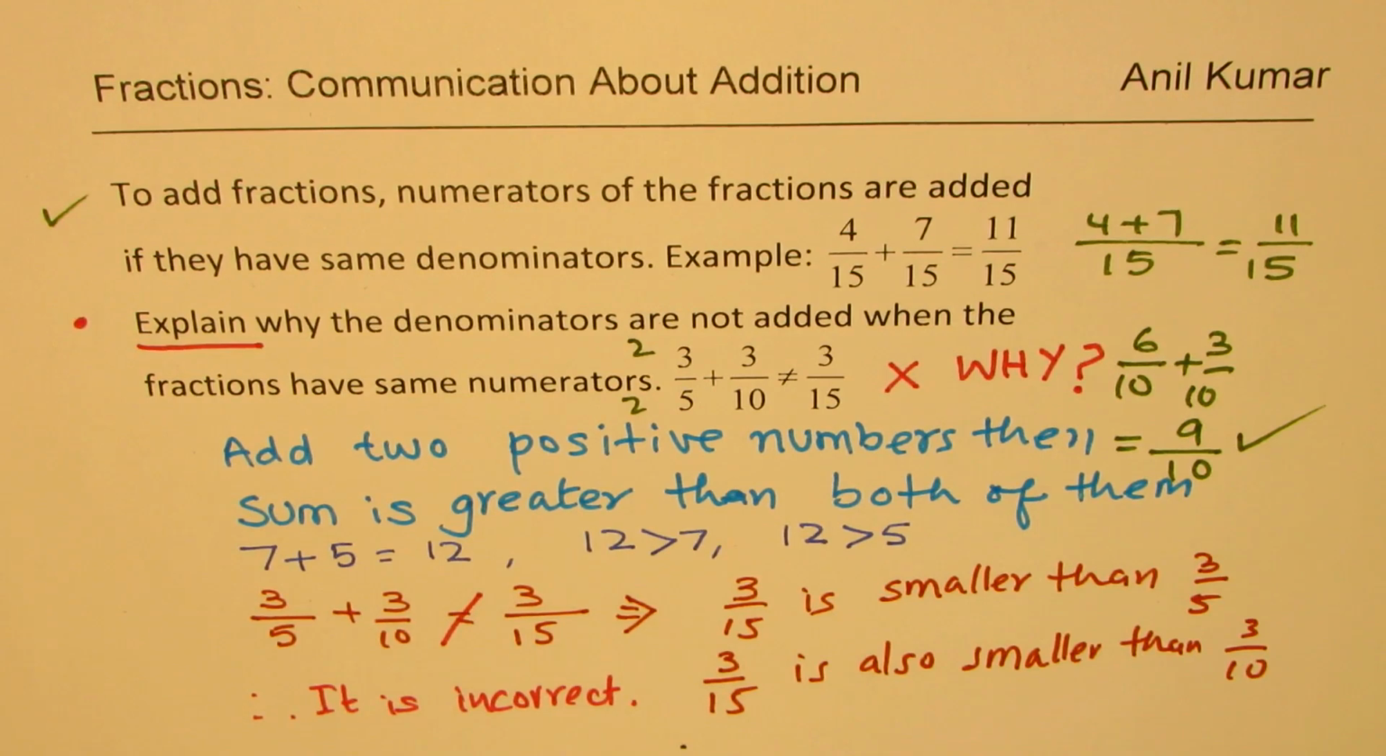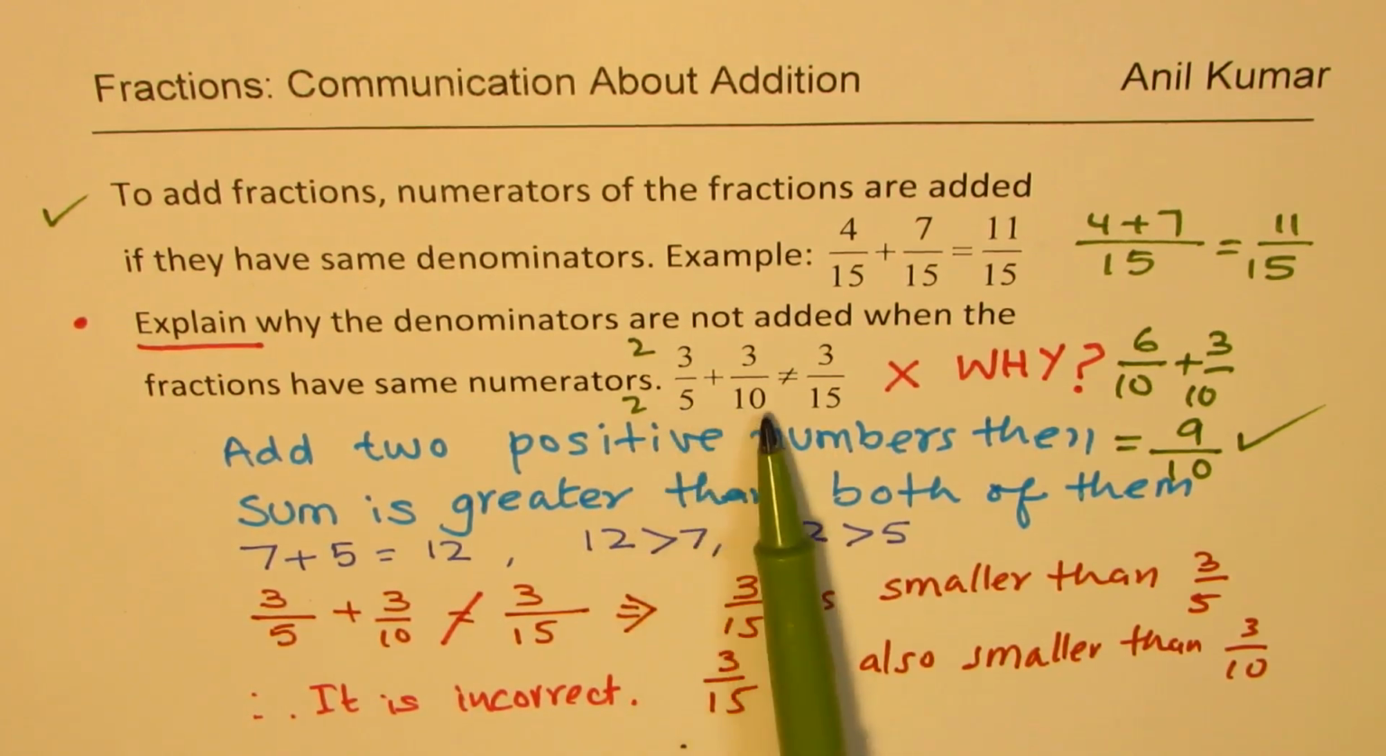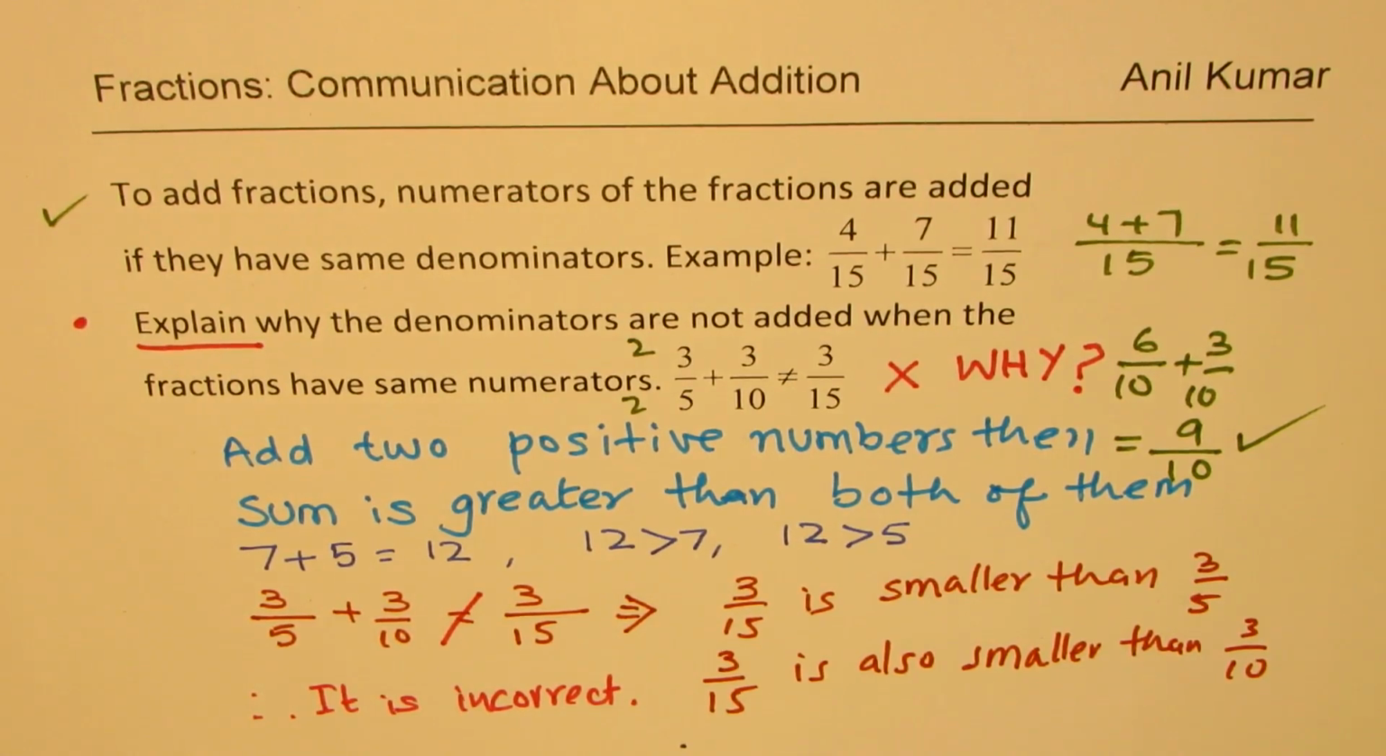We'll take up many examples in our series and understand how to efficiently add fractions with different denominators, and we'll also work with mixed numbers. I hope you find it interesting, and I hope you have also understood why denominators are never added. Perfect. When you add denominators, you will get a much smaller number, which will be wrong. I hope you understand and appreciate this concept.